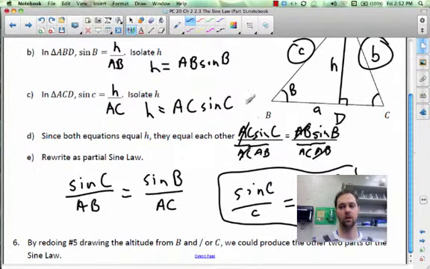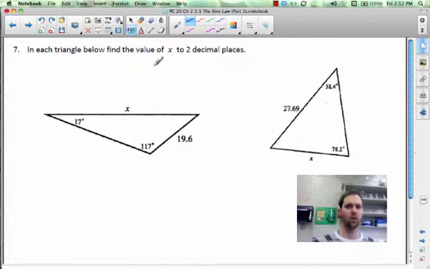You could do it again and incorporate A, and you'd find out that they all work out to the exact same ratio of the sine of the angle over the side. So let's try a couple examples here. Find the value of x to 2 decimal places. All right.